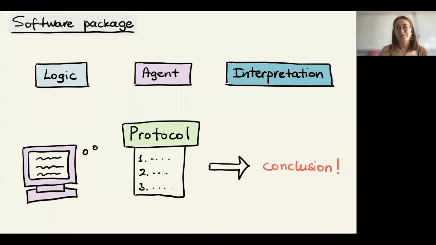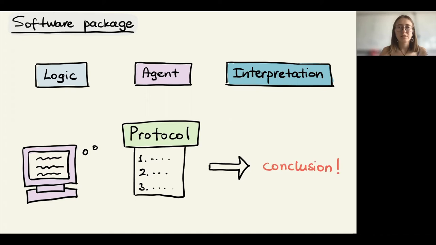Then we have an agents module where we specify how we model agents, their memories, their reasoning process, measurements, and so on. And we have an interpretation module, which basically governs the way agents make predictions about each other's outcomes. And finally, we have the protocol where we specify the steps that agents need to make and which systems they have to measure and which systems they have to reason about. Combining all these four things, we can run the software and reach a conclusion, which is whether the setting is consistent or not.